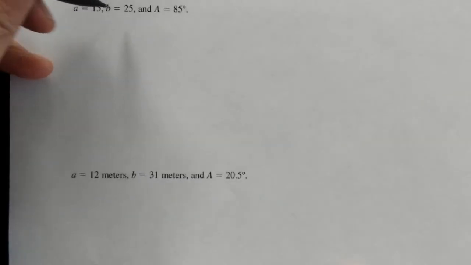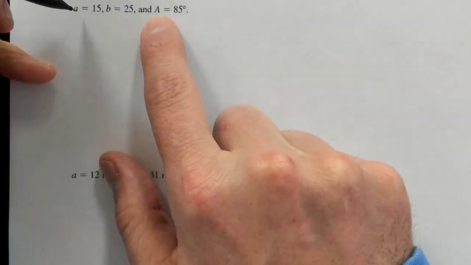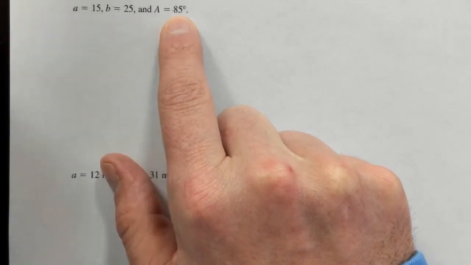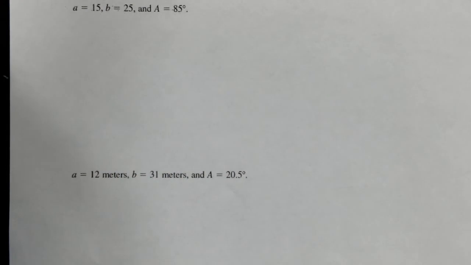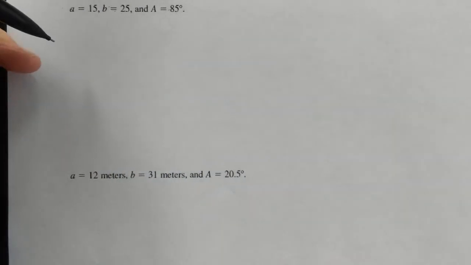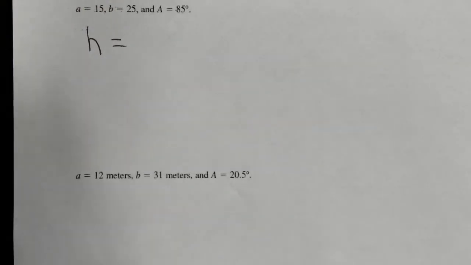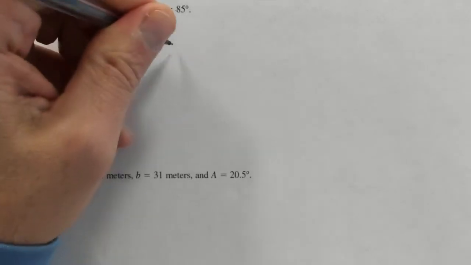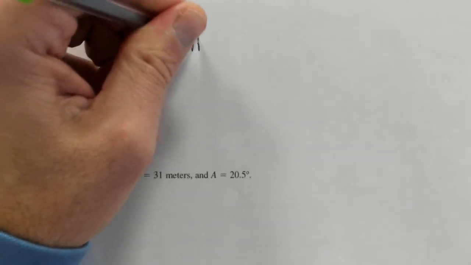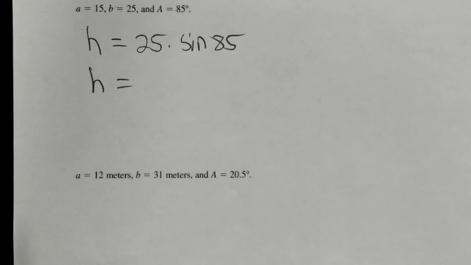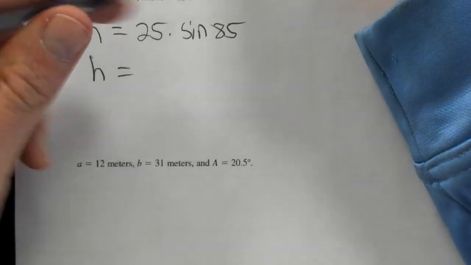So I've got A, I've got B, and then I've got A. As long as you've got the angle that's across from one of these sides, you know you have the side-side-angle set up, non-included angle. So again, my first step is to find H. Remember, H is going to be B, which is 25, times the sine of A, which is 85. When you multiply that out, H will be 24.9.